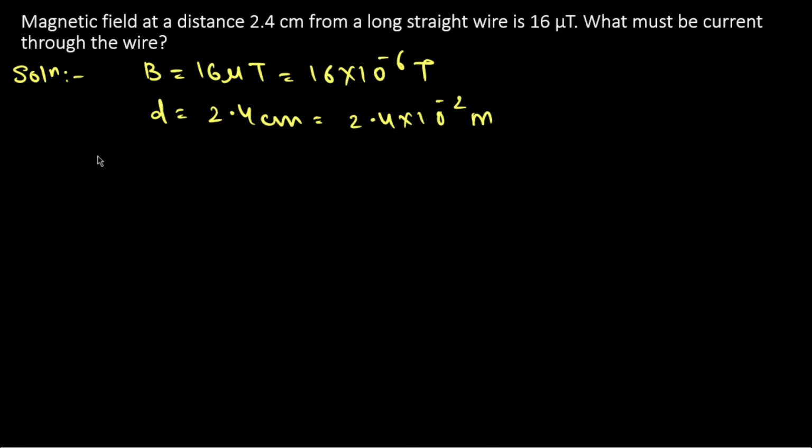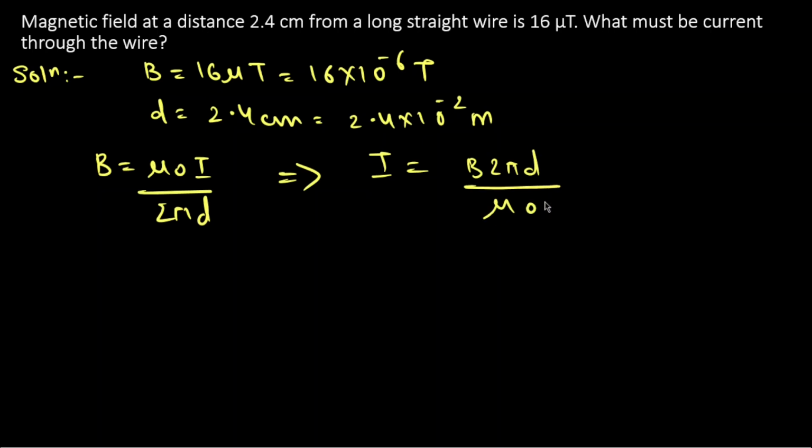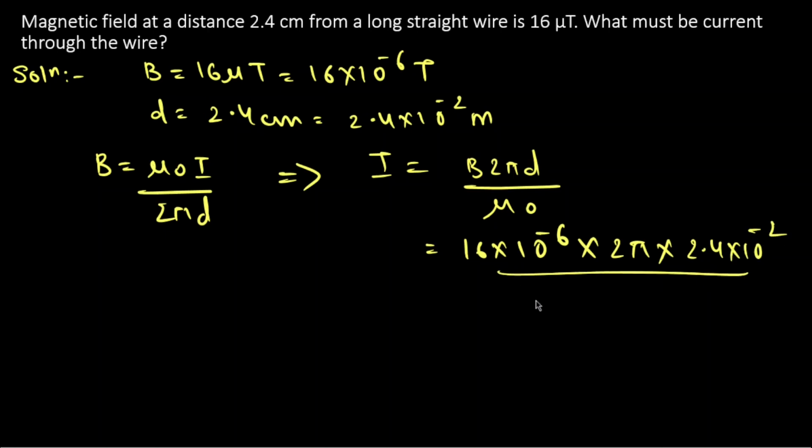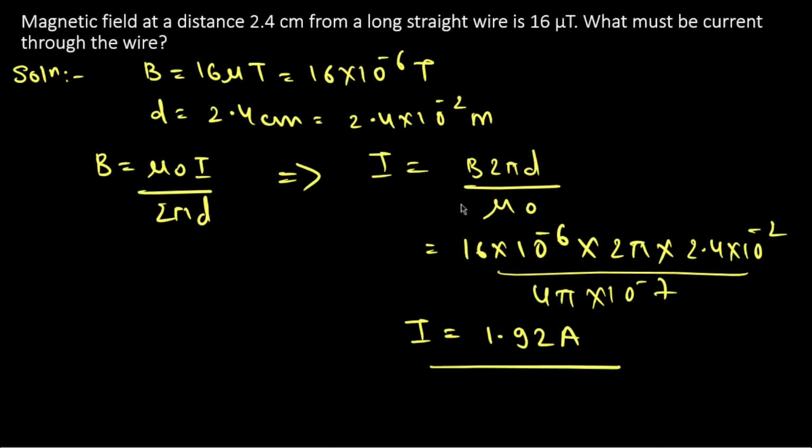So we know the magnetic field is given to us as mu naught I upon 2 pi d, which implies I can be written as B into 2 pi d divided by mu naught. So putting all these values, 16 × 10^-6 into 2 pi into the distance, 2.4 × 10^-2, divided by mu naught, that is 4 pi × 10^-7. Solving this, we get the current to be 1.92 ampere. Let's check out the next one.